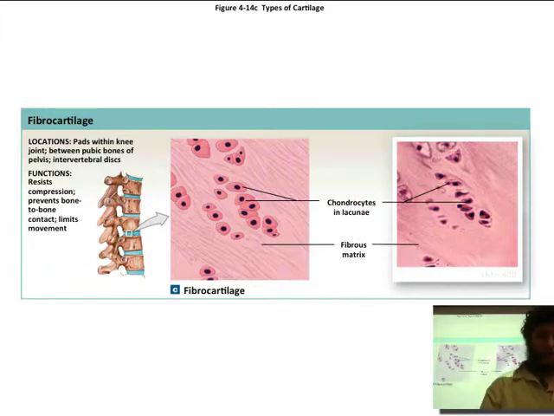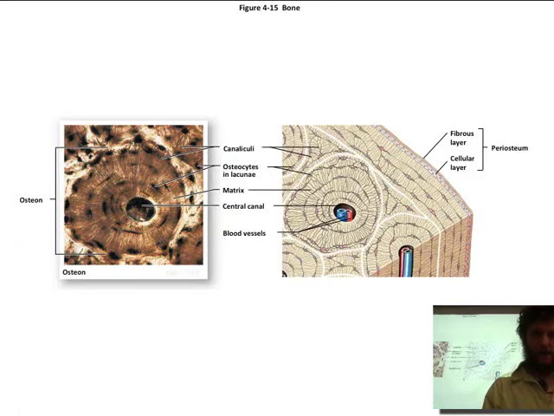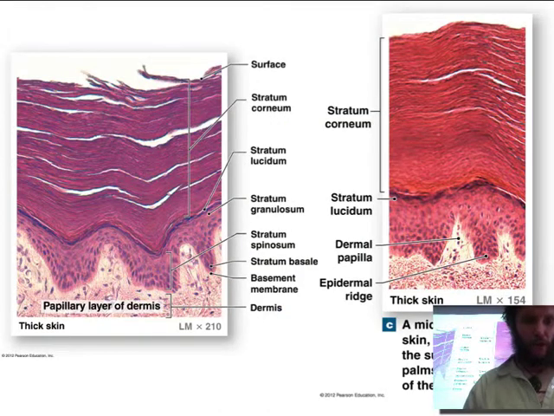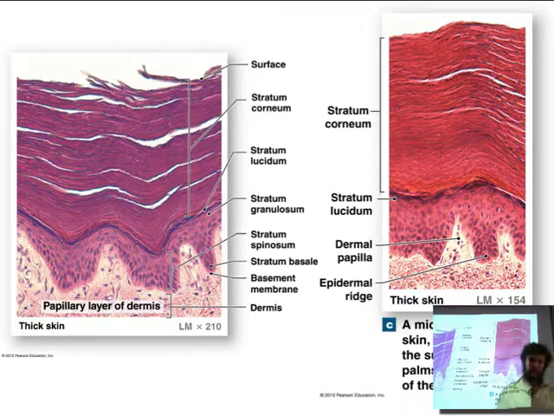So fibrocartilage, that's enough of that. This is bone. We saw a little bit of this in lecture today. So bone, we're going to talk about more tomorrow in lab. So I'm just going to point it out. It's one of the tissues that you're going to need to be responsible for. And then finally, dermis. The skin.